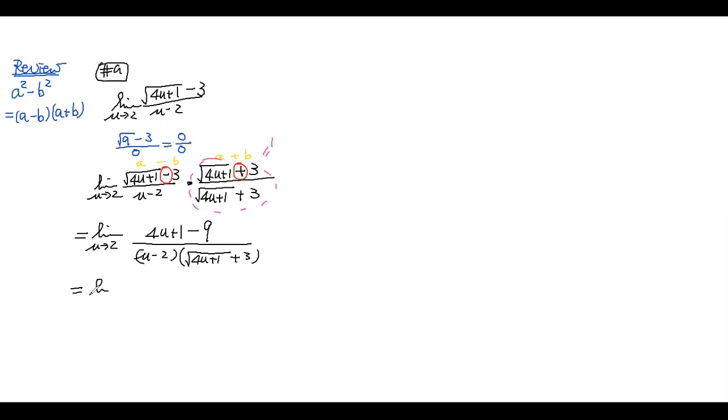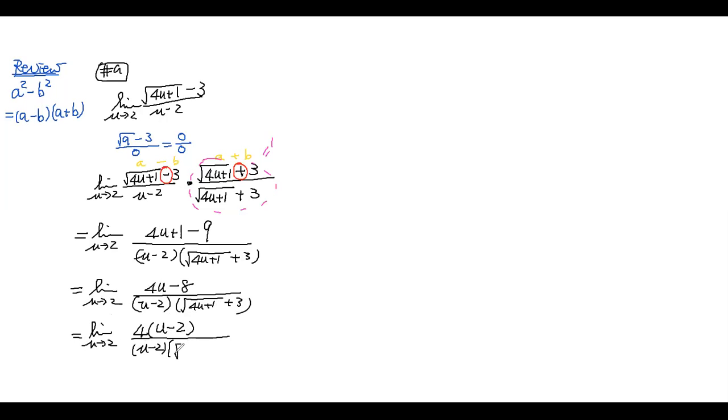Now I have the limit as u approaches 2 of u minus 2 times the square root of 4u plus 1 plus 3, over 4u minus 8. Take a look here, something good happens: I can factor the 4 out, so the bottom becomes 4 times u minus 2. Ha, did you see something? Oh yes, this trouble term, u minus 2, got canceled. So now you plug in u equals 2 and let's see what happens. This will be equal to 4.